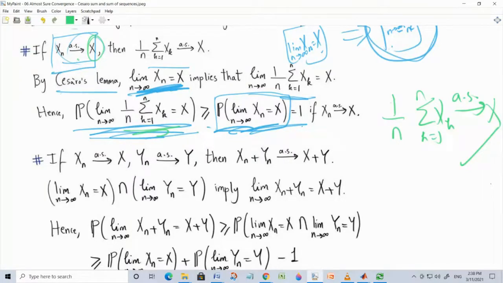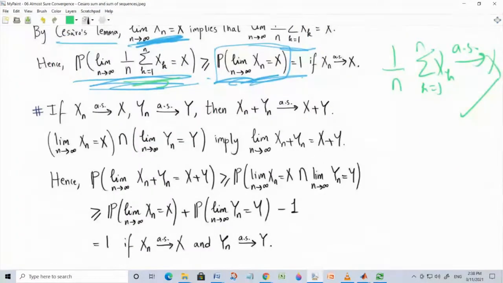Again, the idea here is to start from the deterministic statement. Deterministically, if this is true, that is true, and here we are thinking of those as finite real numbers. Basically this intersection implies that the limit of the sum is equal to the sum of limits.